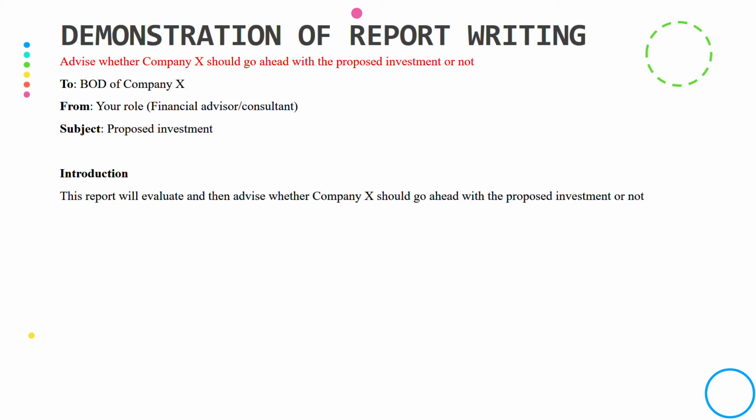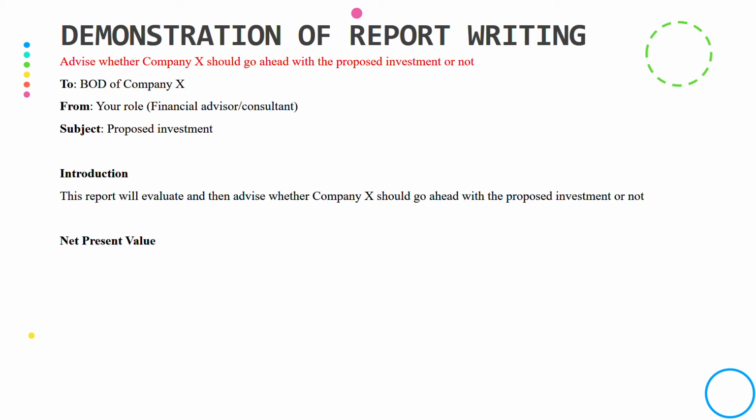Just from the, if you see the red color line, the first line in red, whether company X should go ahead with the proposed investment or not, and see my introduction. Advise whether company X should go ahead with the proposed investment or not. Exactly, I'm taking from the requirement itself. So that is my introduction.